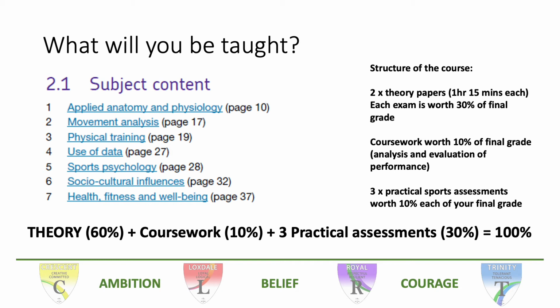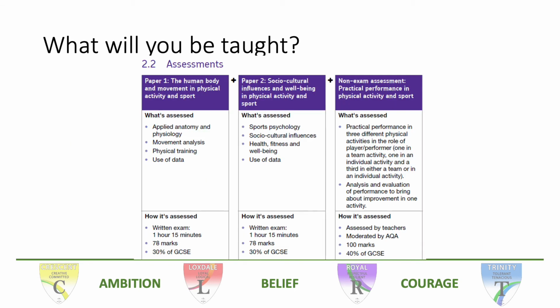One has to be individual, so something like athletics, rock climbing, badminton, trampolining, gymnastics, dance. And one has to be team, so that's netball, football, hockey, basketball, and all of those sports. And then the third one can be your choice, so it can be another individual or another team. So you might choose to do, for example, badminton, football and netball, or you might choose to do trampolining, badminton and handball. Okay, so the one's got to be team, one's got to be individual, and then the third one is up to you, which is your strongest. So you can see at the bottom of the slide there, 60% theory, 10% coursework, and 30% is practically assessed through 3 sports.